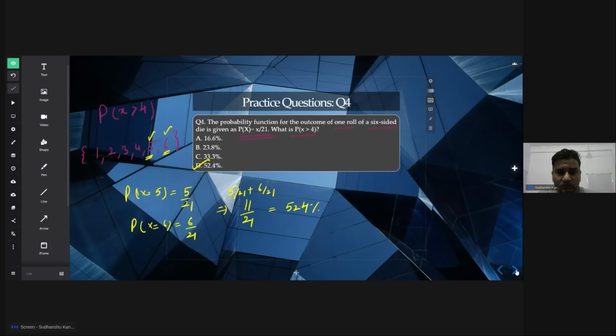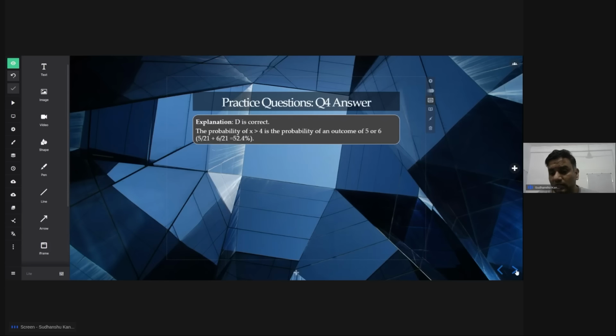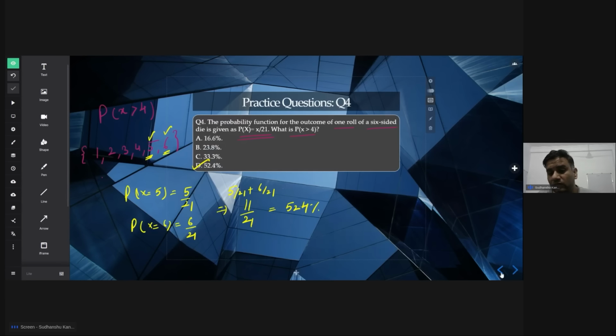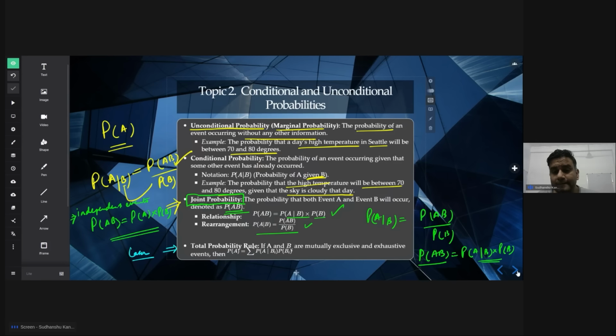Then we move to this part, which is 5 by 21, 6 by 21, all that. And we solve the numerical, right? We solve a numerical for the cumulative part. So you should be very clear, the cumulative part we have to solve. And here we move to conditional and unconditional probability. Not very difficult, quite easy, right?